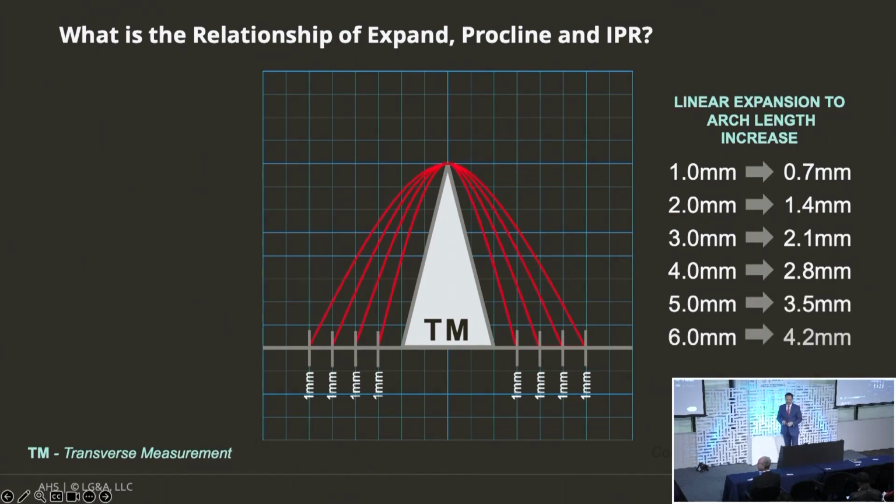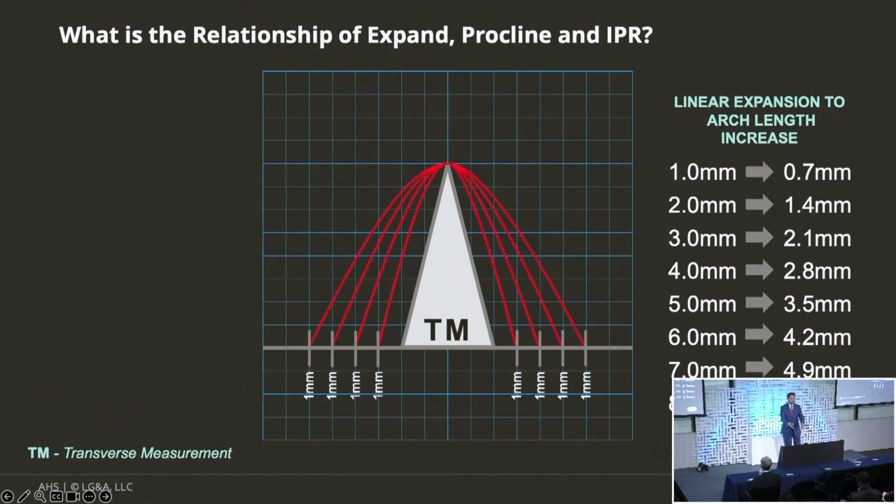6 millimeters of expansion is going to give you 4.2 millimeters of arch length increase. 7 millimeters of expansion will bring you to 4.9 millimeters. 8 millimeters will bring you to 5.6 millimeters of arch length increase. 8 represents what I drew on the board here. 1 on each side going out to 4. 4 and 4 make 8.